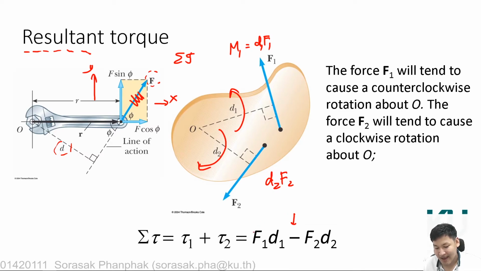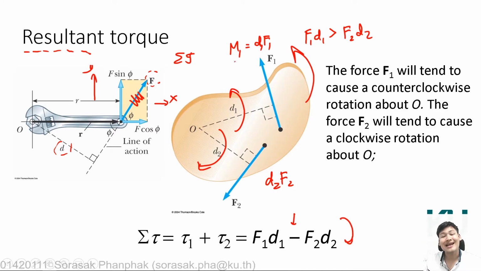So in this case, if F1 d1 is larger than F2 d2, the rotation is going to be in this direction. However, if F2 d2 is larger than F1 d1, it is going to rotate in the clockwise direction instead of counterclockwise as I said previously. By this, you can find the net torque and see the direction the object rotates. If you know the direction of rotation, you can find the angular velocity or angular speed, and also the angular acceleration as well.